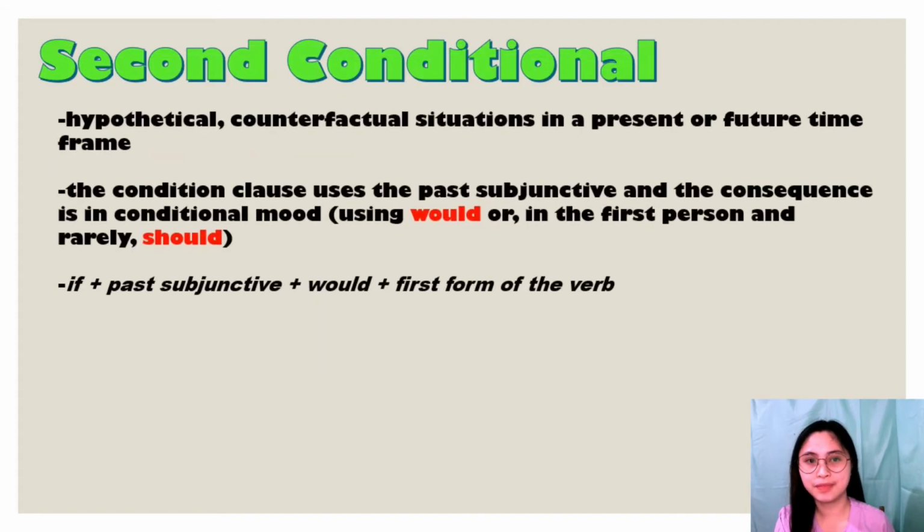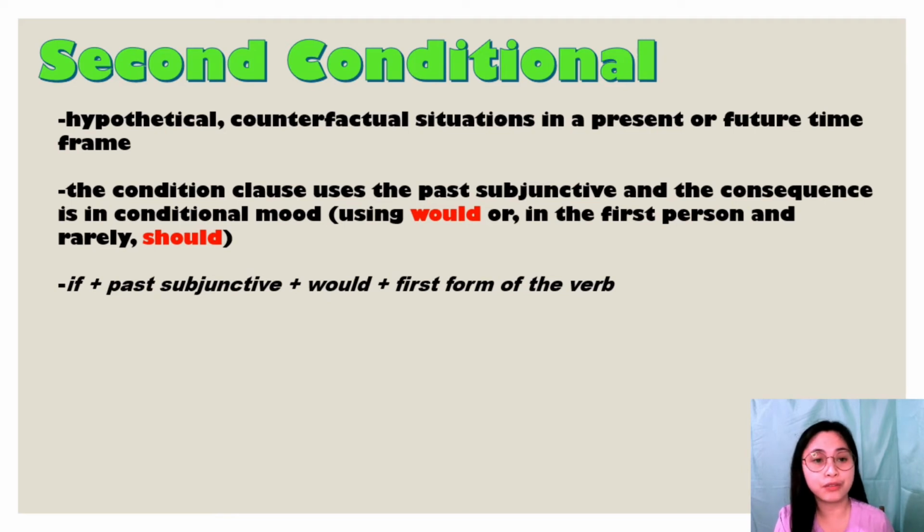Let's have the second conditional type. These are hypothetical counterfactual situations in a present or future time frame. The condition clause uses the past subjunctive and the consequence is in conditional mood using would, or in the first person, rarely should.